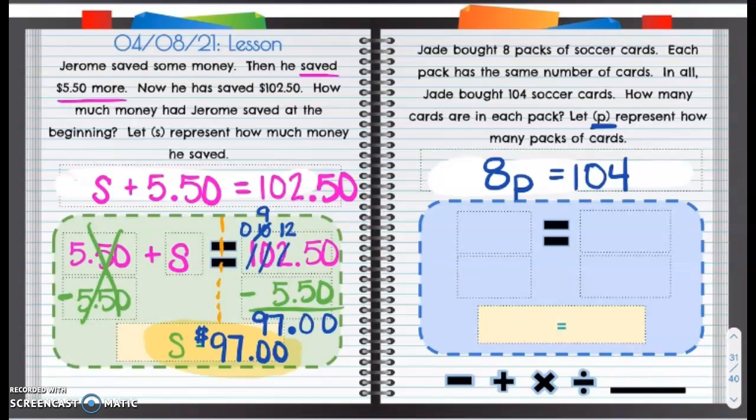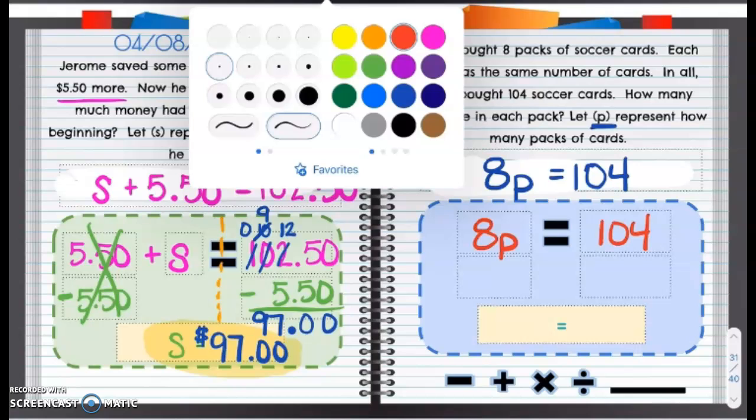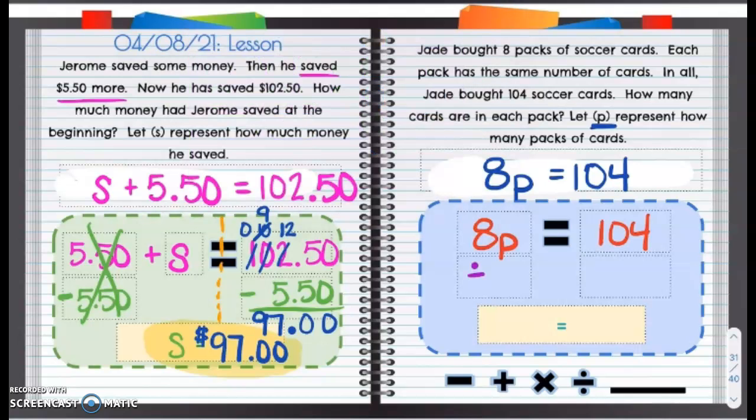So we have the 8 packs. 8P equals 104 cards. The opposite of multiplying by 8 is dividing by 8. So we're going to divide both sides by 8. So we're left with, in each pack, if we do 104 and we divide that by 8, we are going to get 13.